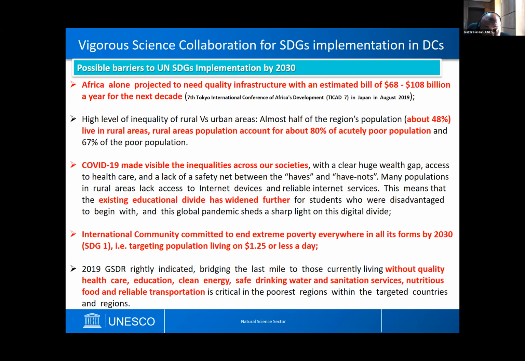And that is why we also commend those calling for strong ICT connectivity. And of course, the international community within the SDGs said that they are committed to end extreme poverty, which means that they want to target populations living on $1.25 or less a day. The Global Science Development report in 2019 indicated that those poor communities live without quality healthcare, education, clean energy, safe drinking water and sanitation services, nutritious food, and reliable transportation. And these are critical within the target countries and regions.